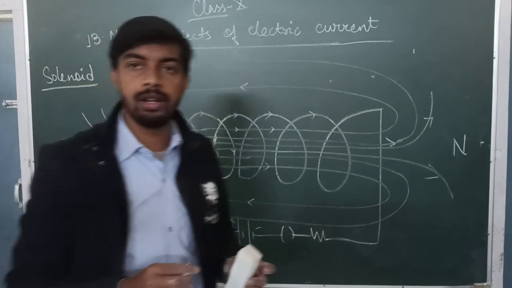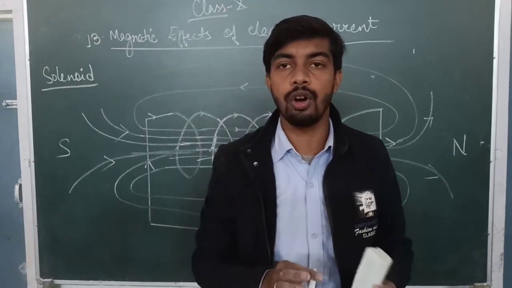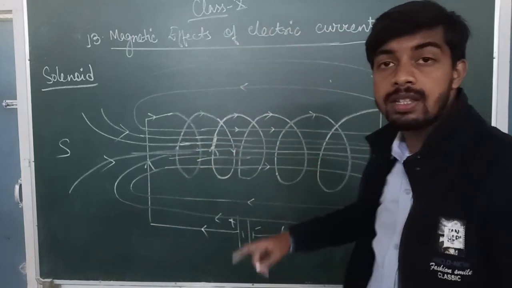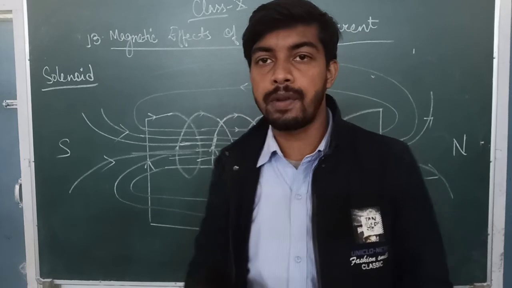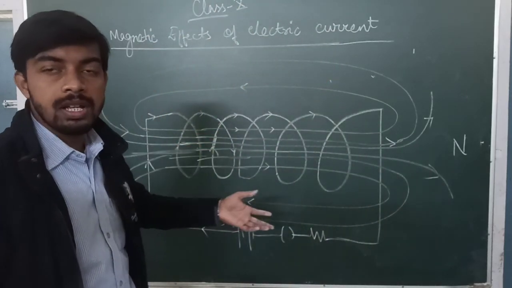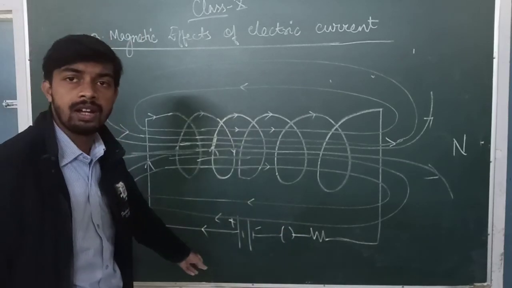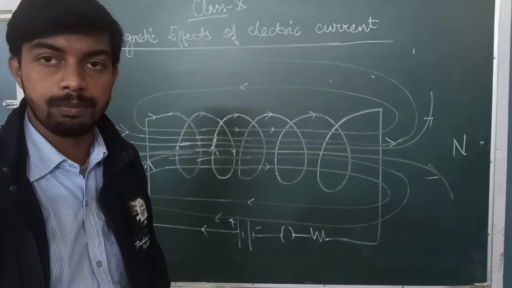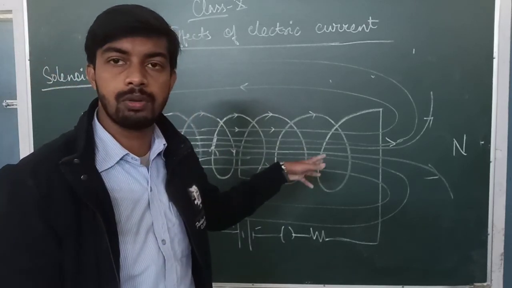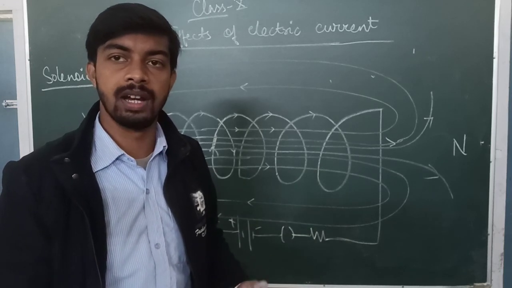Now in a solenoid, the strength of the magnetic field can be increased or decreased. If the number of turns is increased, then the magnetic field of the solenoid also increases, and if the number of turns is reduced, then the magnetic field is also reduced. It also depends on the current or the voltage of the power source basically. So mostly the total number of turns in the solenoid determines how strong a magnet it will be.